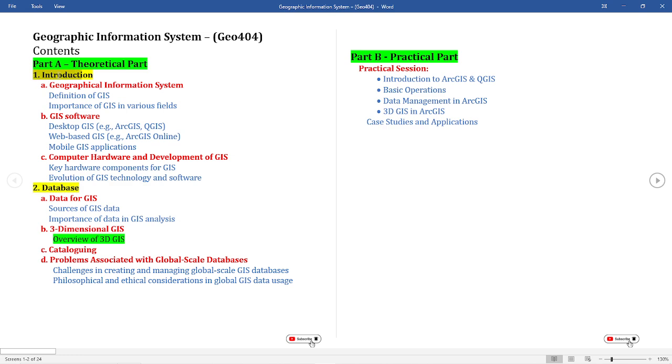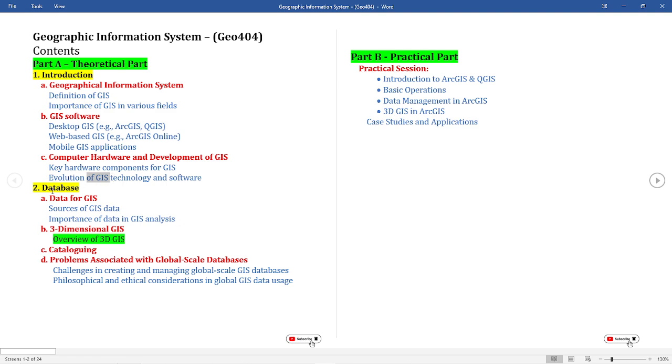The introduction part has three sections. In the first section we will discuss the definition of GIS and the importance of GIS. The second section will talk about some software which is used for GIS analysis. And in the third section, we'll talk about the hardware and the evolution of GIS technology.